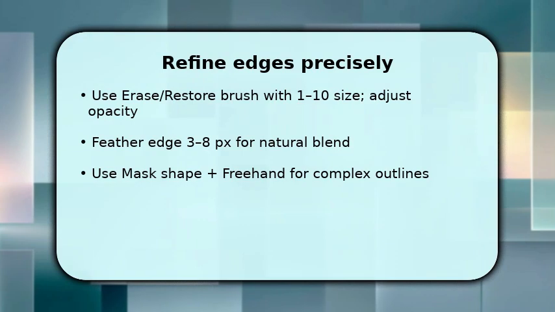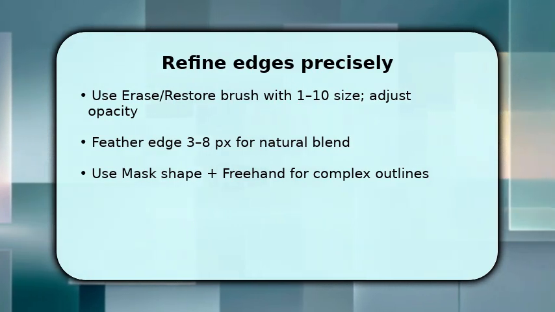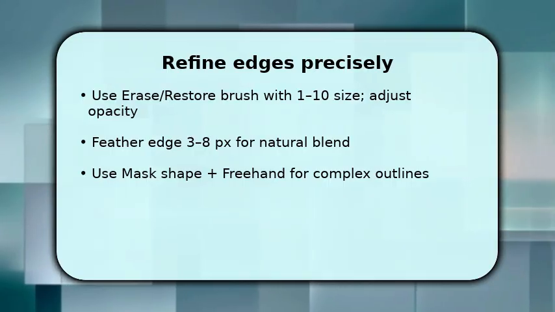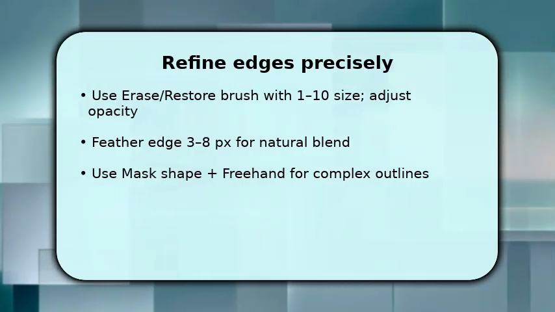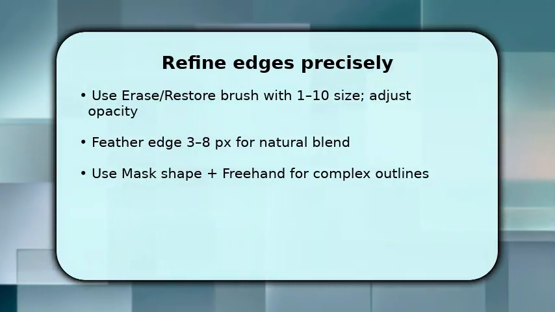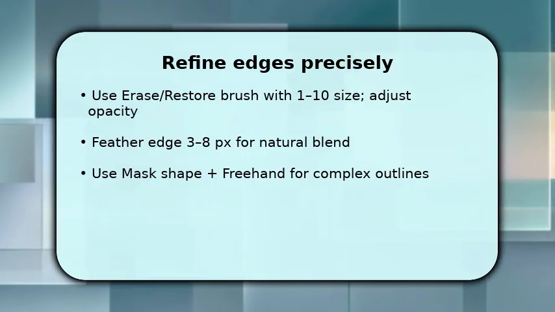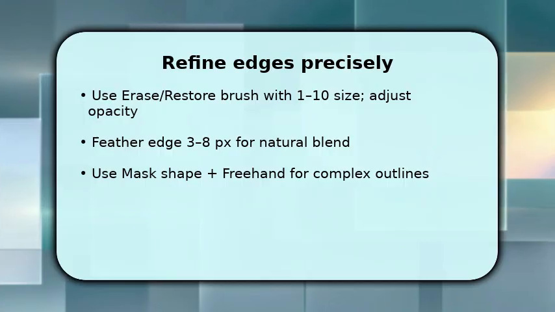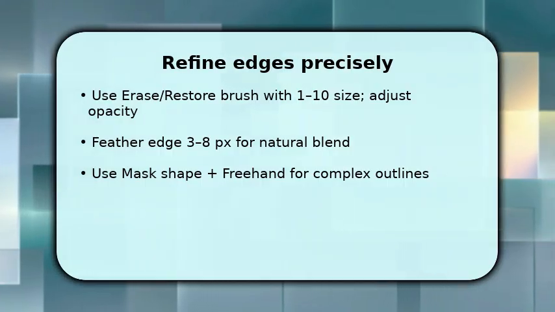Next, refine the result with the Erase and Restore brushes to remove leftover background and recover lost sticker detail. Use a small brush for tight curves and increase size for broad areas. Change opacity to soften transitions. If edges look hard, apply a 3 to 8 pixel feather to blend the sticker into the scene.